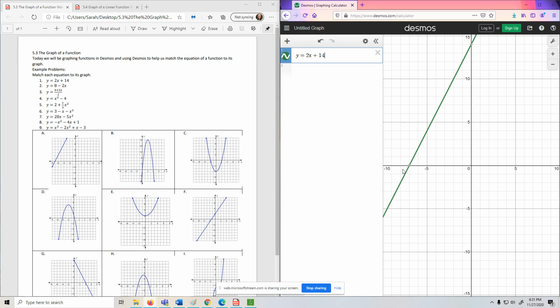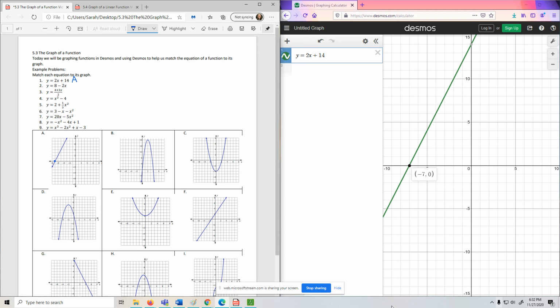So then we see it's a line. It's a line with a positive slope, which means out of our pictures here, it needs to be either A or F. But what we want to pay attention to are things like where it crosses the X or Y axis here. If I click on this point here, it says that my graph is crossing the X axis at -7, which is exactly what we see happening here in graph A. So number one is graph A.